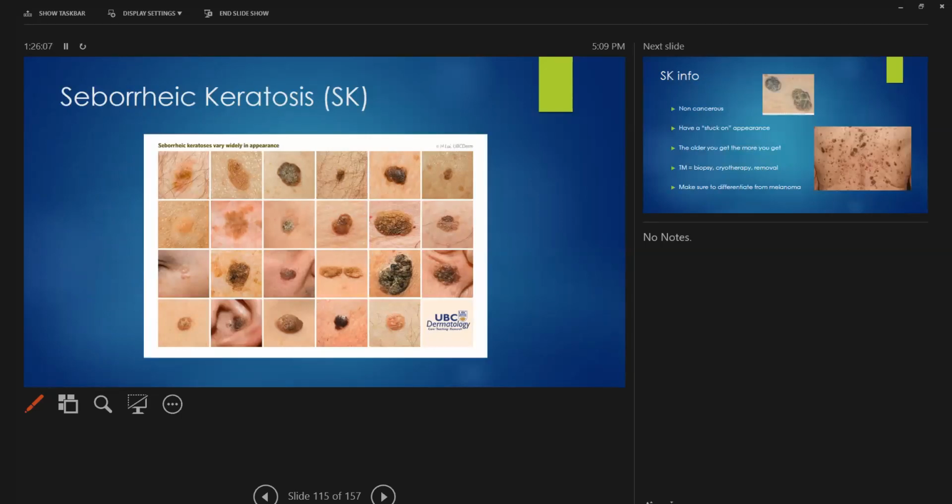This is a different type of skin lesion. It's called seborrheic keratosis. So this is a widely variable appearing lesion. The difference between actinic keratosis and seborrheic keratosis is that seborrheic keratosis are not cancer, but the difficulty here is they look like melanoma a lot of times. So sometimes we have to biopsy these and make sure that it's not a melanoma.